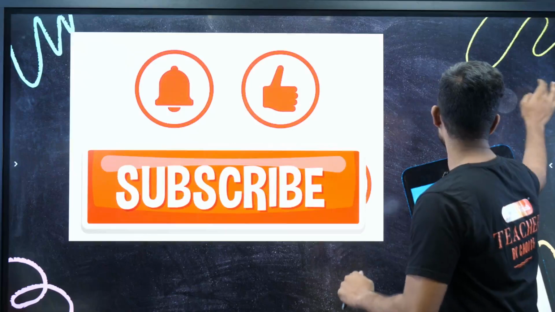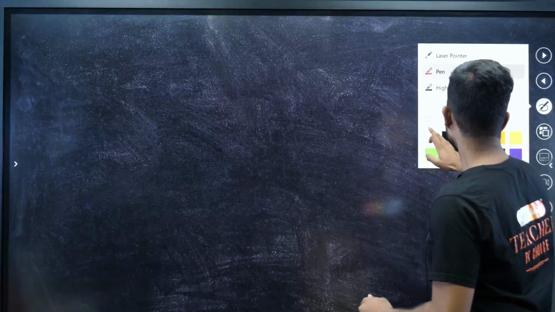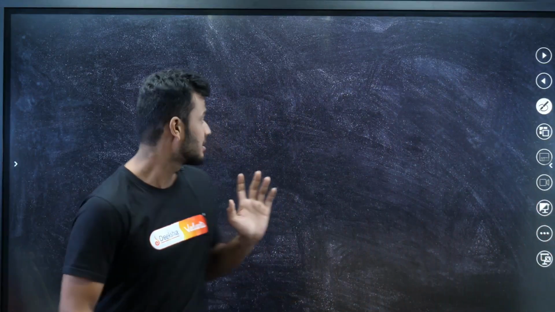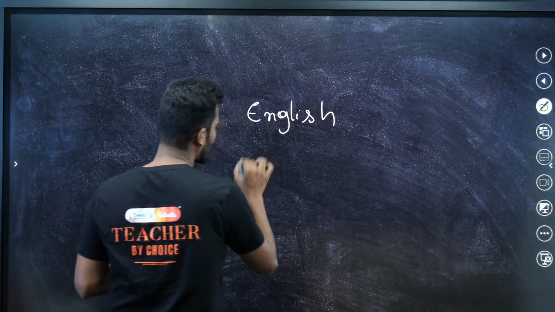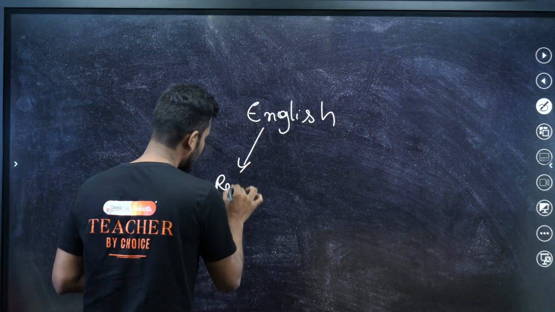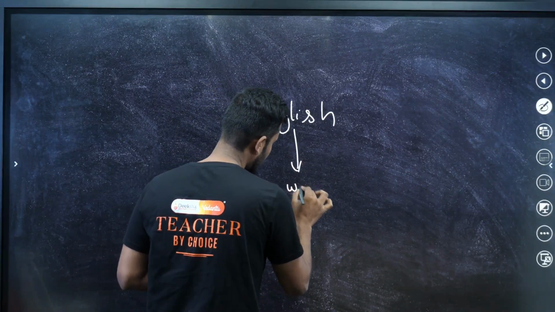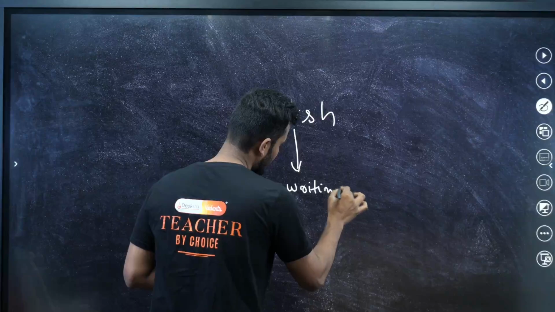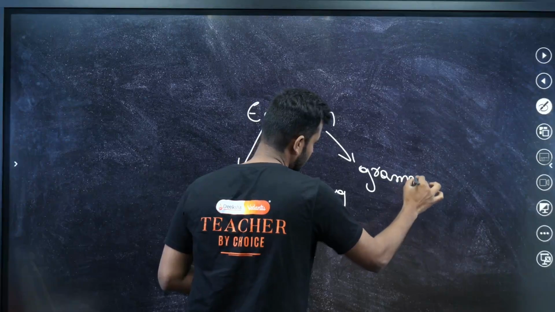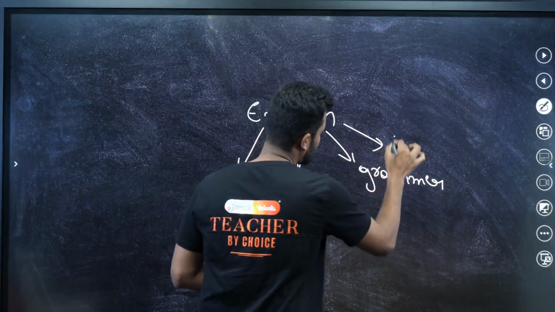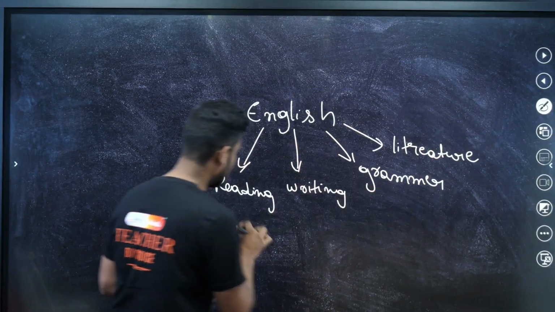Okay, let's start with English. As for the English exam, let's start with the white pen. In English, the English paper is divided into 4 parts, right, students? The first part is the reading part. The second part is the writing part. Next, the grammar part and the literature part, right, students? Okay, let's start with the reading part, students.